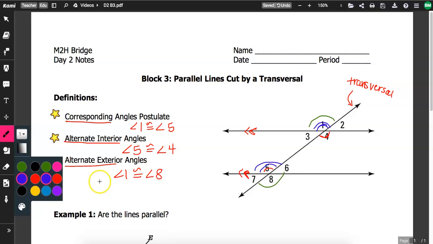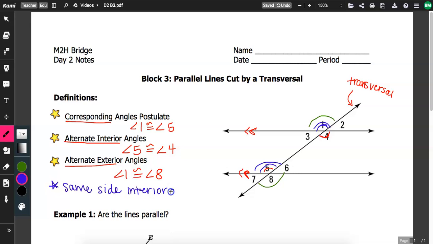The last thing I want to add to this list is what's called same side interior angles, and these ones are not congruent. They actually are supplementary. So for example, angle 3 plus angle 5 equals 180 degrees. So angle 3 plus angle 5 equals 180. They're supplementary to each other.